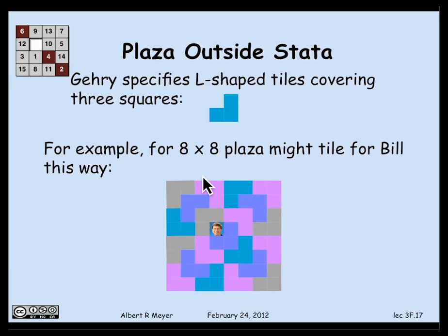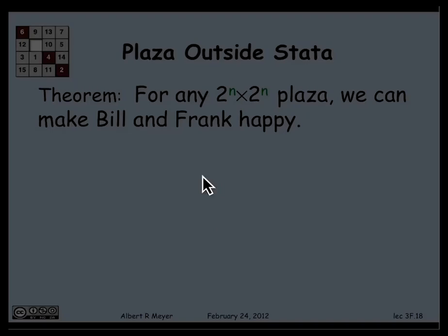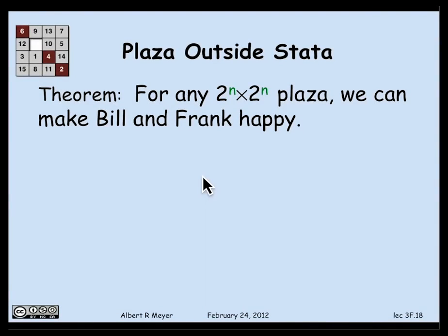There is the 8 by 8 plaza tiled with these L-shaped tiles, each consisting of 3-unit tiles. So the question was, the exact size of the square was to be determined by other architectural considerations. So it was parameterized by n. It's going to be 2 to the n by 2 to the n. The question was, can you always find such a tiling, no matter how big the square is, and leave Bill in the middle? Well, let's try to prove it by induction.